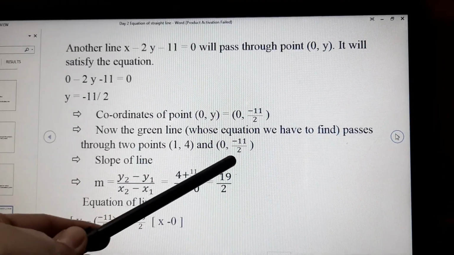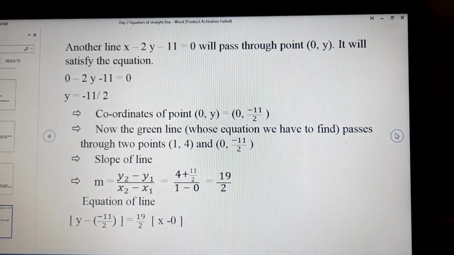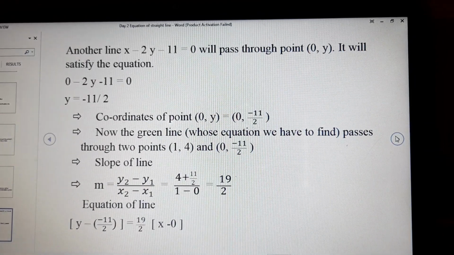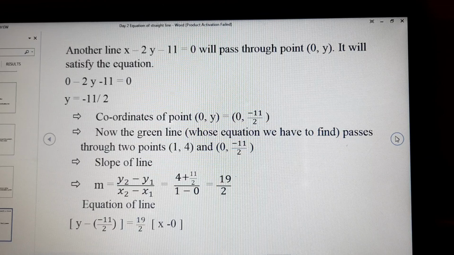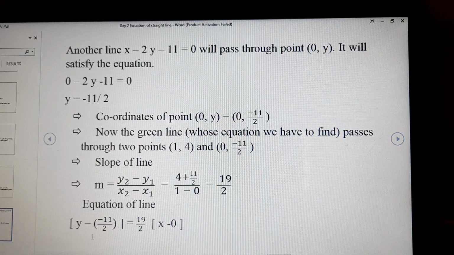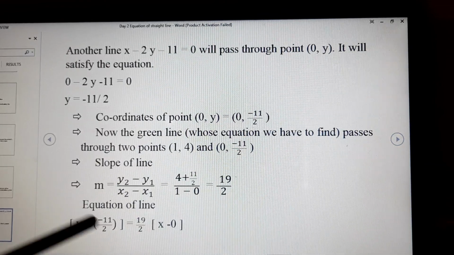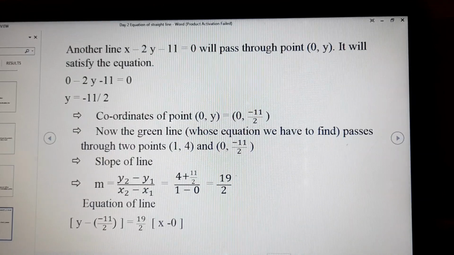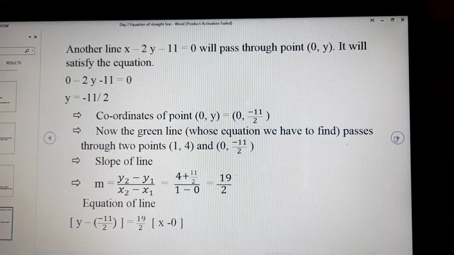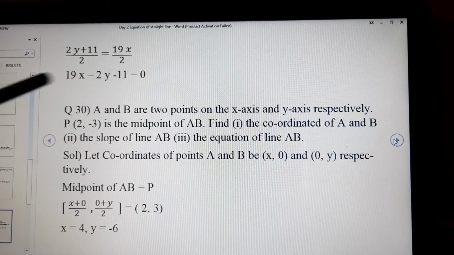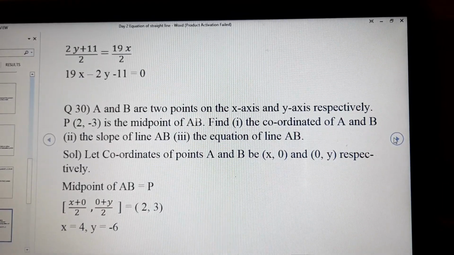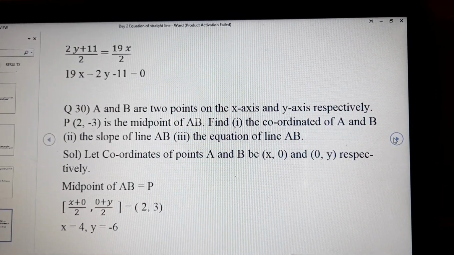And this line will pass through point 1 comma 4. So it is x1, y1; x1 is 1, y1 is 4. So we'll use the formula y minus y1 is equal to m into x minus x1. We'll substitute the values and we'll get the equation. Clear? Moving on to the next question.